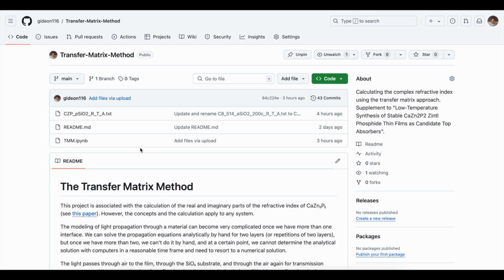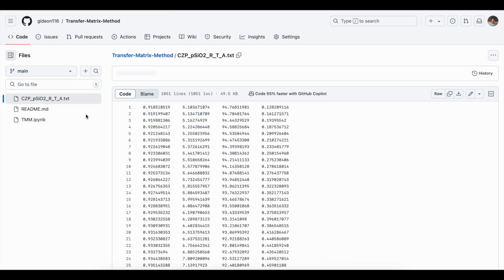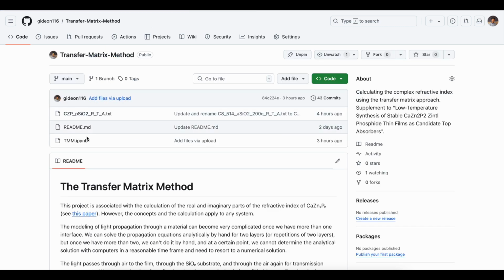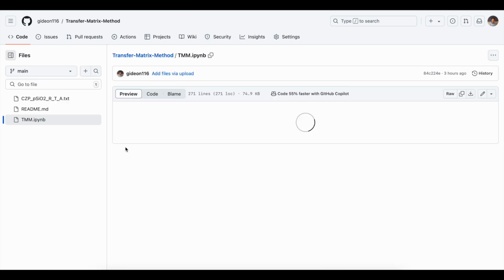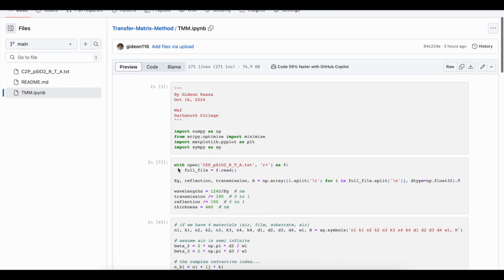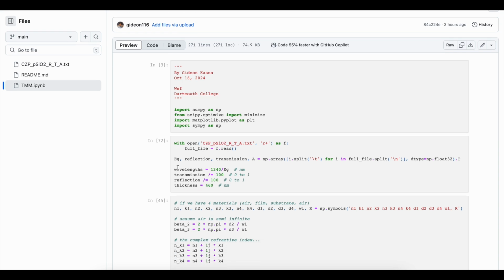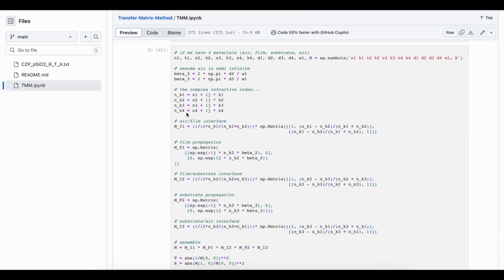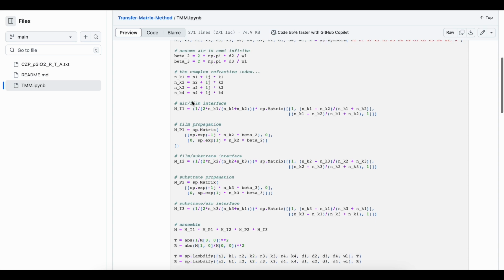Okay, so now we can talk about the actual code implementation. This is the data that we have. So this is the reflection, transmission, and absorption, and that's the energy at which we're measuring, sorry. And for the code implementation, I haven't found a very good code implementation that walks you through this, so I hope you find this helpful. But we're assuming a semi-infinite air layer at first.